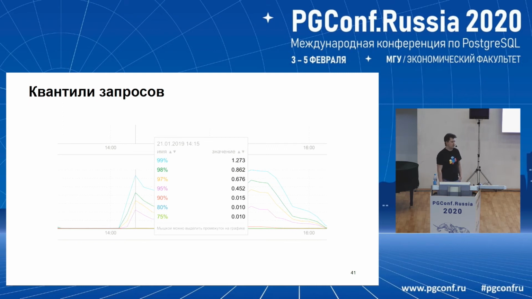Why do we need quantiles for queries? The bouncer gives you back the average time of transaction and average time of query. But average time doesn't give you any understanding of what's going on. If you have 10% of very slow queries and other queries are immediate, then on average you will see that the database is working somehow, but actually 10% of the users will suffer. So average time doesn't characterize anything.